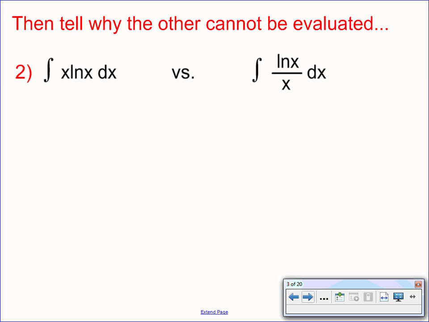So which one can we evaluate using previously studied techniques? Kobe and Sophia? We can do the right side. We can do the right side. And why can't we do the left side? Because on the right side, the x isn't the derivative of the left side. Absolutely. On the right side, the 1 over x is the derivative of this quantity ln of x. On the left-hand side, x is not the derivative of ln x.